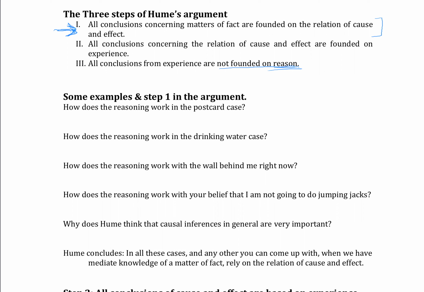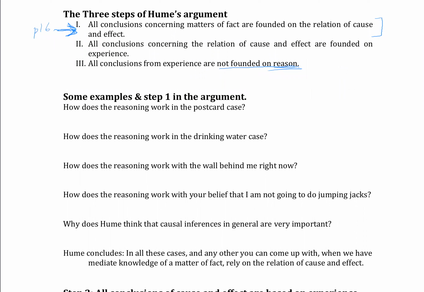And he says this on page 16. He claims that all reasonings or inferences or conclusions concerning matters of fact seem to be founded on the relation of cause and effect. By means of that relation alone, we can go beyond the evidence of our memory or senses. Why would this be? Why is it that all of our inferences or conclusions or reasonings concerning matters of fact seem to be founded on the relation of cause and effect for Hume?